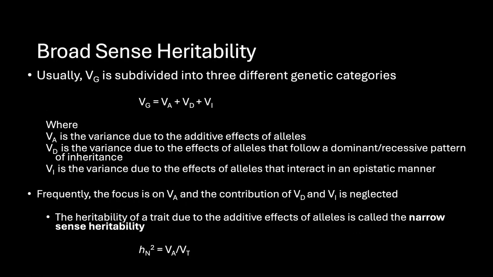The genetic variance term V sub G can be further broken down into three components. V sub A is the variance due to additive allele effects. V sub D is the variance due to dominant recessive patterns of inheritance. And V sub I is the variance due to alleles that interact in an epistatic manner. Now, the majority of the time, we simply focus on the V sub A term. And when we only include that term in our calculations, we are actually calculating the narrow sense heritability.